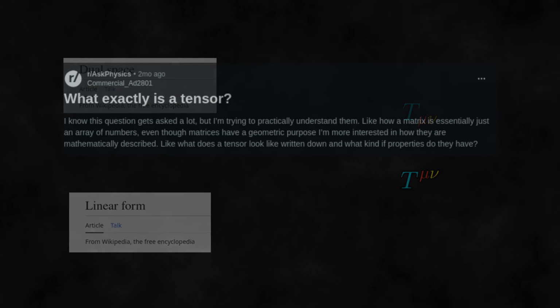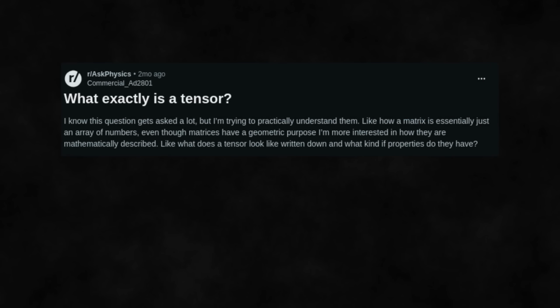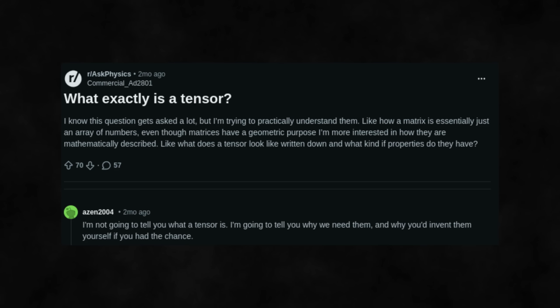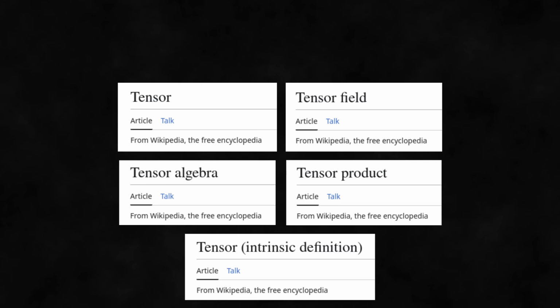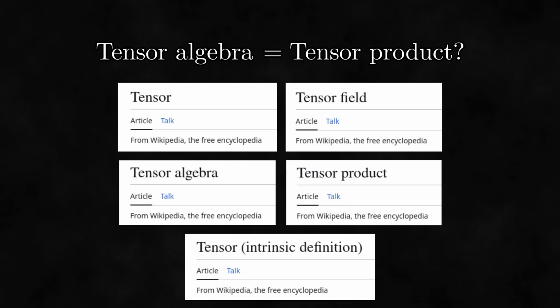Confused, you finally decide to ask people yourself. And then the top answer is, "I'm not going to tell you what a tensor is." Okay, fine. Looking around more on Wikipedia, you notice that there are at least 5 different pages about tensors. Why are there different pages if they're all talking about the same thing? I mean, products are an algebraic idea, so tensor algebra and tensor product are basically the same thing, right?